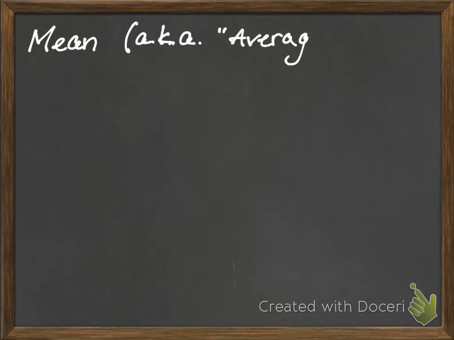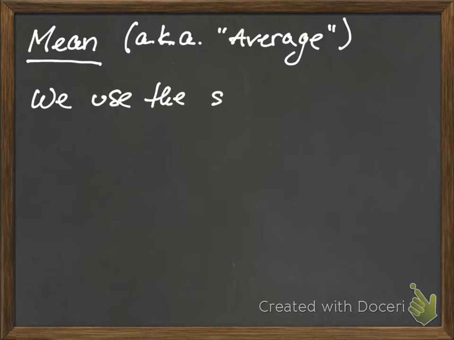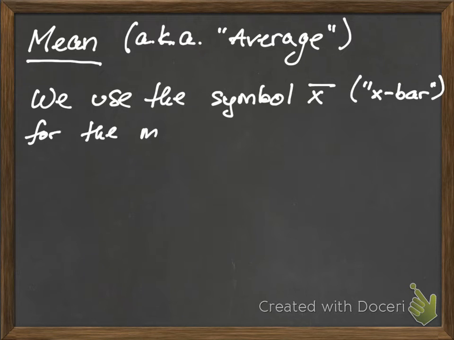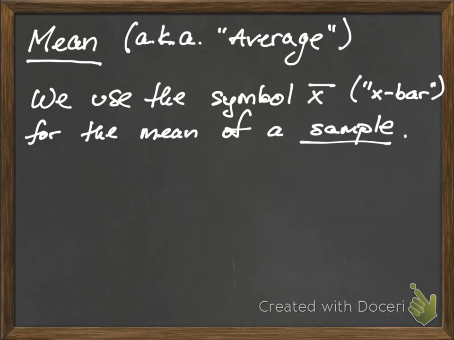It is just the average. You've been doing this since middle school. So, we use the symbol X bar to symbolize the mean. Each element, each number in the list is known as an X, but the average of them, we put a line over the X and we call it X bar. That's a symbol we use for just a sample.